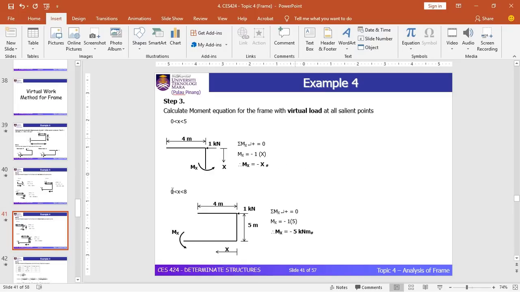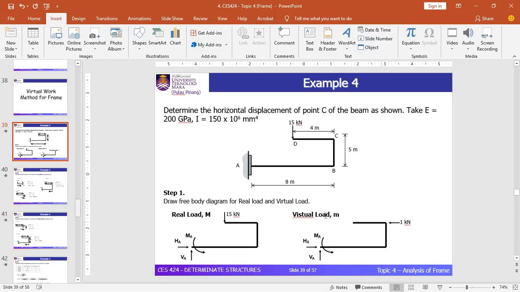If you look at this solution, there are only two ranges. Supposedly we should have three cut sections and three moment equations. Why are only two equations available in the solution here? Because if you look at the original diagram and the virtual diagram, in the first range, which is 0 to 4, D to C, there is no load, and this results in zero moment value, or there is no equation in this range.